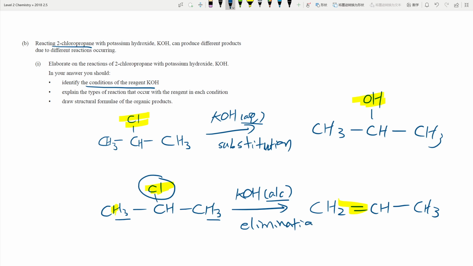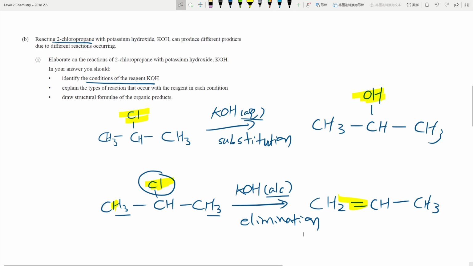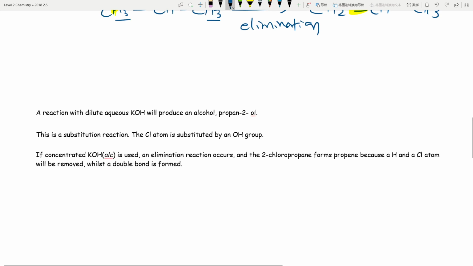Very straightforward. Just remember the KOH aqueous and alcohol conditions, then you'll be all right. So let's have a look. This is dilute aqueous, and this is a substitution reaction: Cl is replaced by OH group. But if you use KOH alcoholic, you have an elimination reaction, you remove atoms, then you form a double bond. Okay, very straightforward. Let's move on.